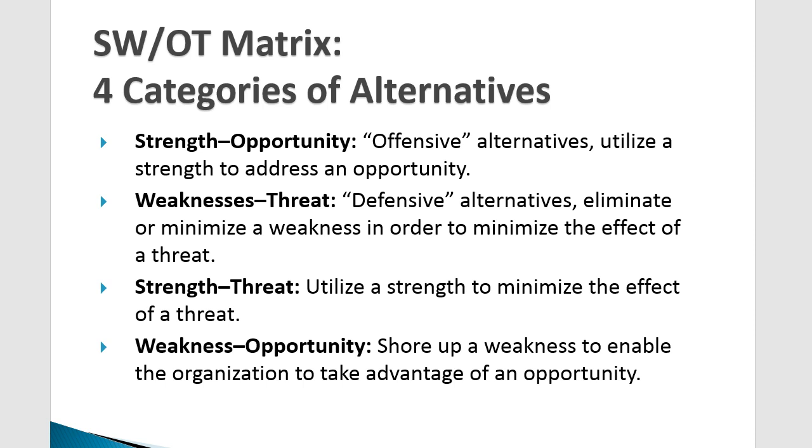If we're looking at strength-threat, this is utilizing a strength to minimize the effect of a threat. Coke and Pepsi have very strong distribution networks that are locked into their two companies. They can use those distribution networks to prevent other companies from getting any distribution, thereby using that strength of distribution to minimize the threat of new companies coming into the beverage market.